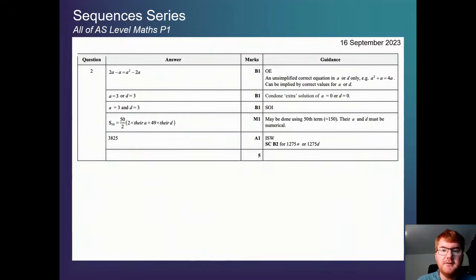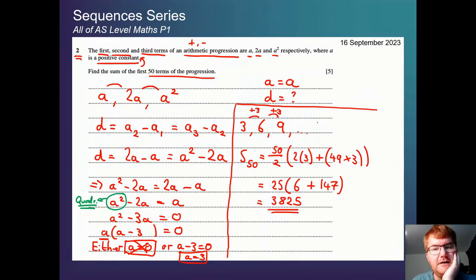Okay, you could have a look through the mark scheme, see where I pick things up. So notice we've got this part here. I can put A is 3 or D is 3, so that's interesting. I didn't explicitly put D is equal to 3, so possibly at this stage I would write D is equal to 3.